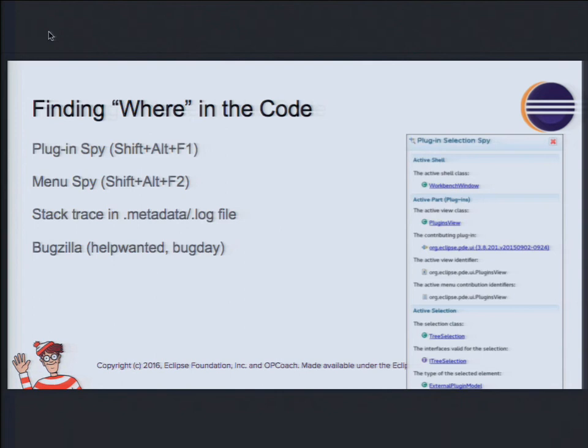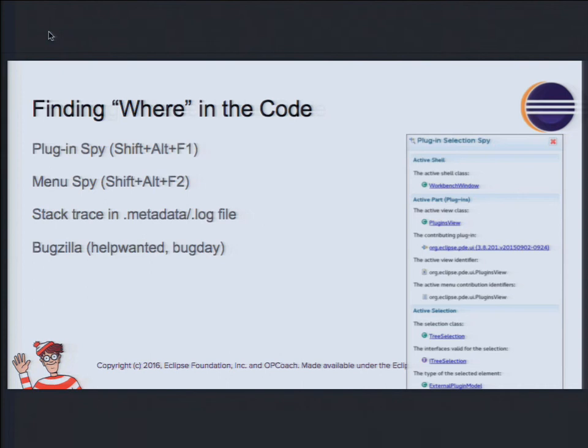Okay, good. The menu spy is interesting too. If you're curious about how a menu is implemented, maybe there's some functionality in there that you want to explore or patch, if you hit Shift Alt F2, it puts the cursor into a special mode. When you select a menu entry, a window very similar to this will pop up and tell you about that menu entry. How is that menu implemented? And you click on it, and it takes you right to the code. It's very handy. It helps you find your entry point into the code.